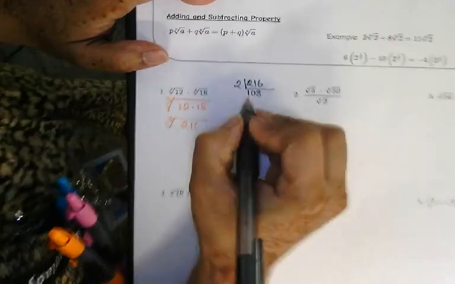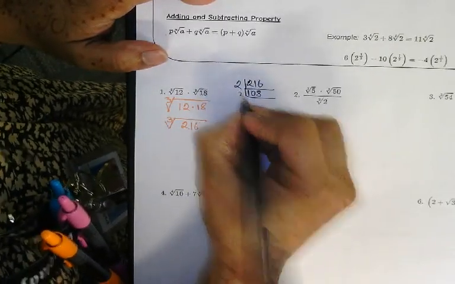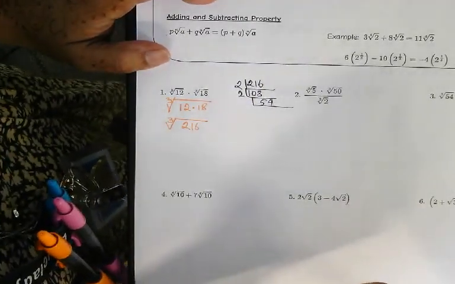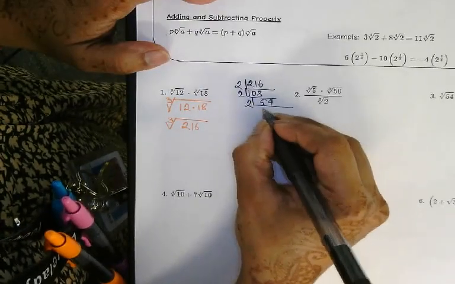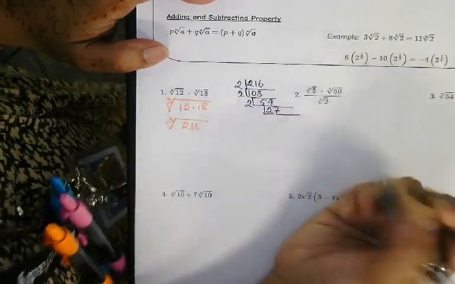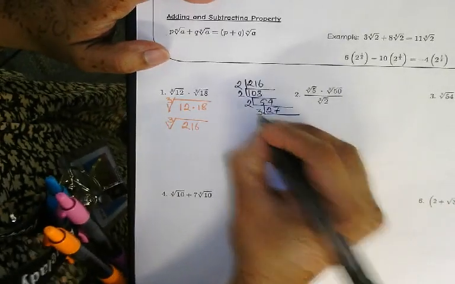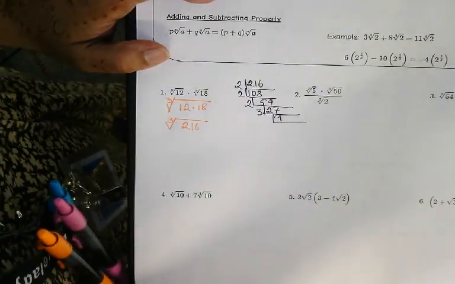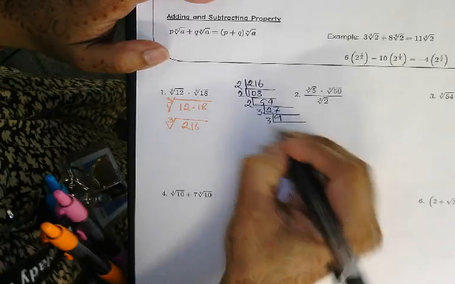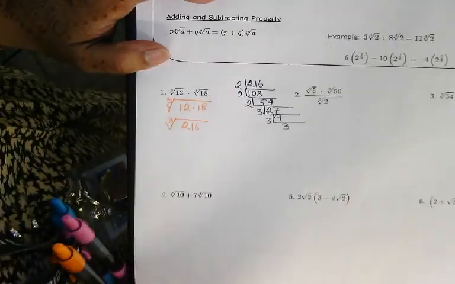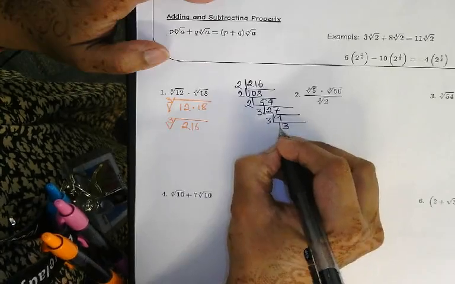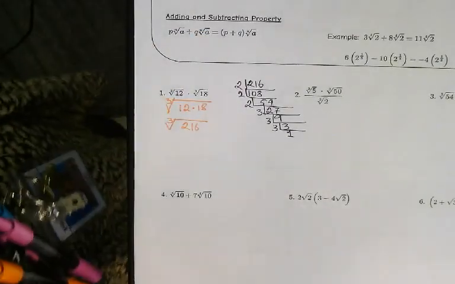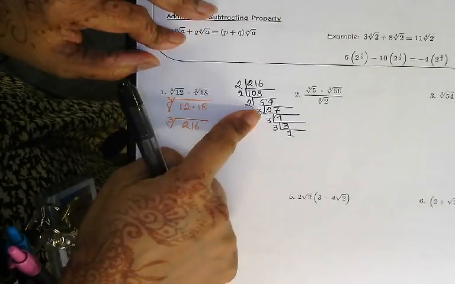108. Next, 2 again. What do I get? 54. Again, 2. What do I get? 27. Again, 3. What do I get? 9. What do I divide with? 3 again. What do I get? 3. Can I divide again? 3, and 1. Perfect. Now if you look at them, there are three 2's and three 3's.